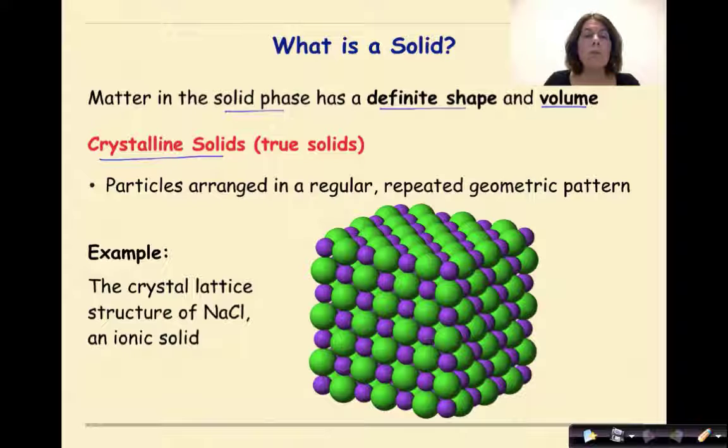Crystalline solids, which are known as true solids, have particles arranged in a regular, repeated geometric pattern. For example, the crystal lattice structure of sodium chloride is an ionic solid, and we can see repeating patterns of chloride ions and sodium ions and chloride ions and more sodium ions repeating in a regular pattern.